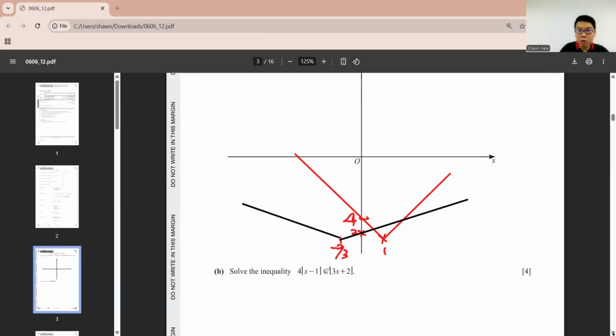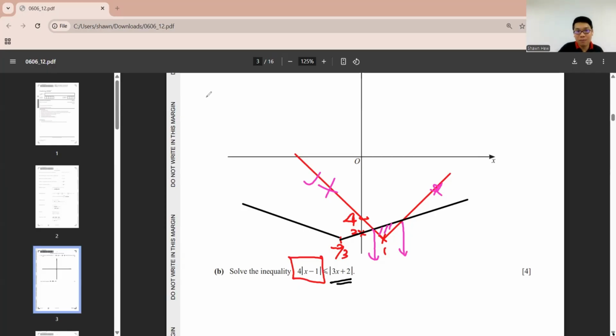Next, the question asks you to solve the inequality where this 4 times modulus x minus 1 graph, which is the red line graph, is below the black color graph at this region. Agree or not? For this region and this region, it's above the black color, so we don't want it. We only want to find this. So these two intersect points are very, very important.